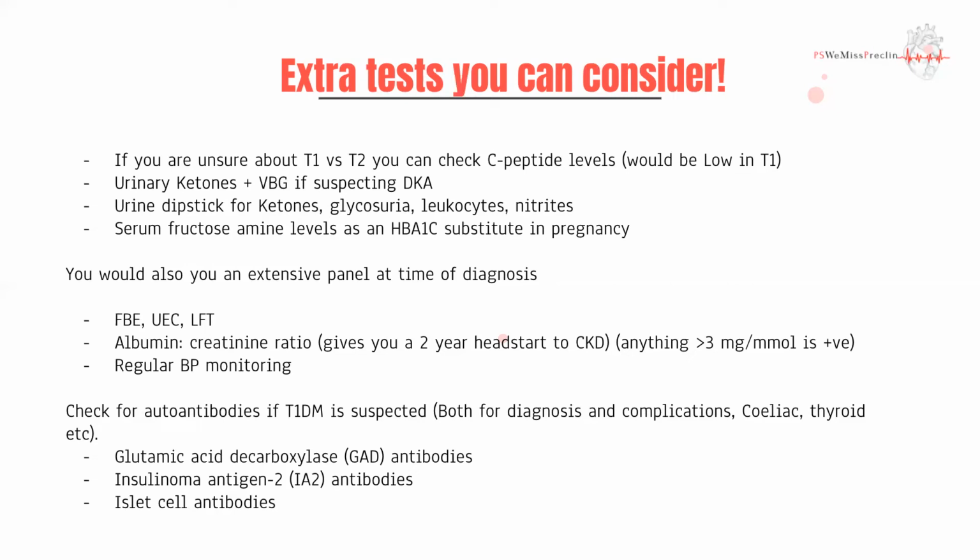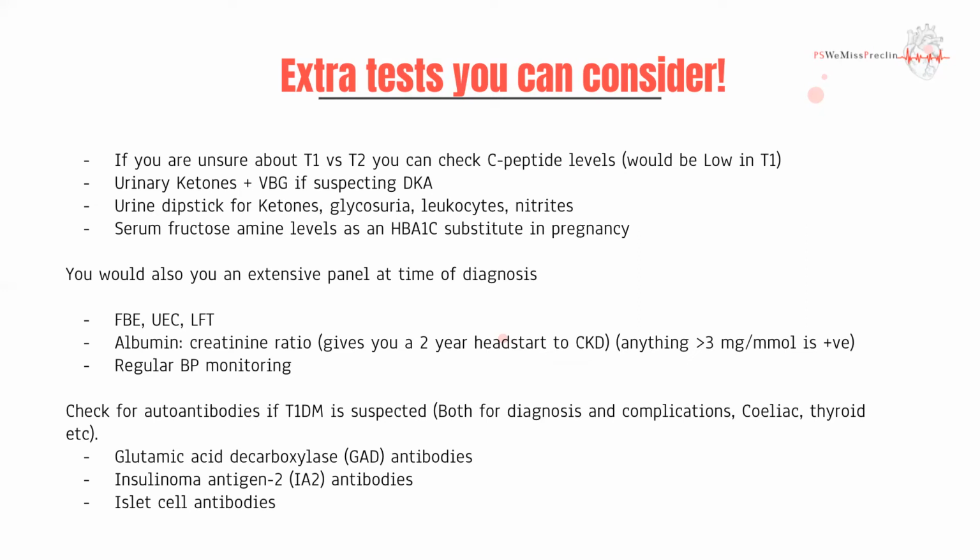You can also do a urine dipstick looking for ketones, glucose, leukocytes, and nitrites. The first two relate to their diabetic control, or well, ketones would refer to mostly looking for DKA. Glycosuria can be seen in either type 1 or type 2. Leukocytes and nitrites are looking for infections. A serum fructosamine level is sometimes used as a replacement for HbA1c levels in pregnancy. I won't go through this a lot, but you don't really use HbA1c in pregnancy because you have a much higher rate of RBC turnover, and it can be quite unreliable.